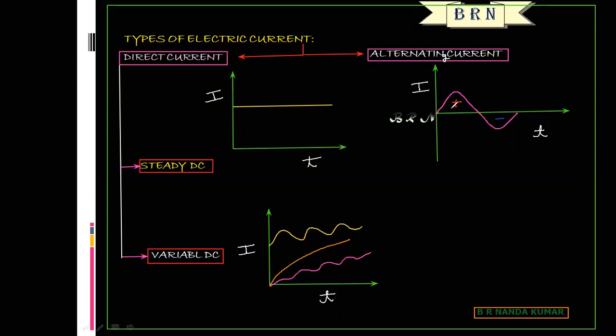So in India, the frequency of AC, this point is very important, is 50 hertz. What is the frequency of DC? The frequency of DC is zero. What is the meaning of frequency? Frequency means the number of cycles per second. Okay, so the frequency of AC in India is 50 hertz. The frequency of DC is zero, because here the number of cycles is zero.